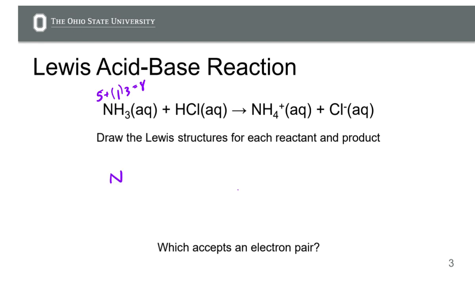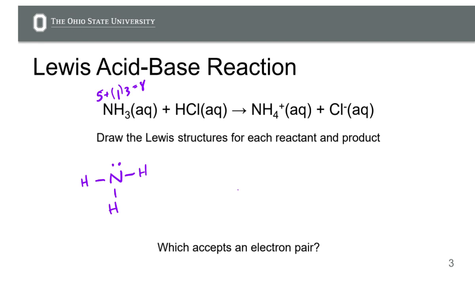So we can draw out the central atom, nitrogen in this case. We need to covalently bond 3 hydrogens. And so each covalent bond is going to represent 2 electrons. So that gives us a total of 6. And then we have 2 left over, and so those are going to be lone pairs, a lone pair on the nitrogen. Everyone okay with that?